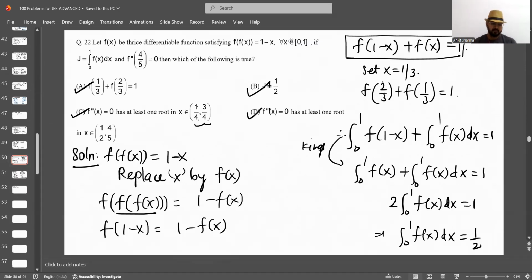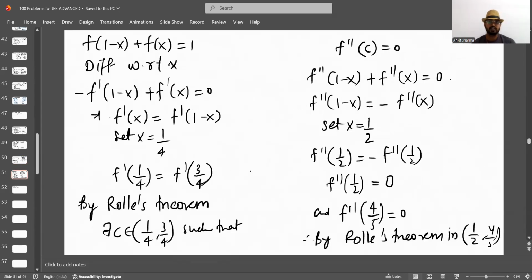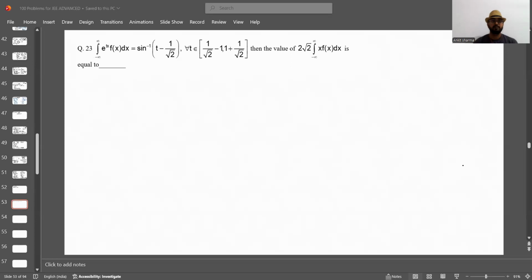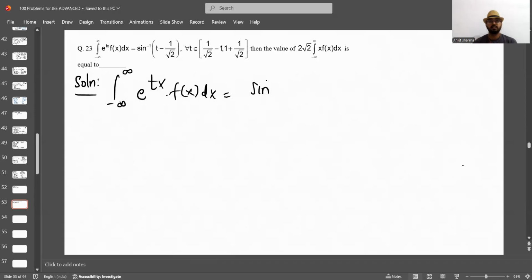Now let's go ahead to the next question. So we have another one here. Now this is for minus infinity to infinity, we have e to the power tx into f of x dx is given to be sine inverse of (t minus 1)/root 2 for all t belonging to (minus 1 plus root 2, 1 plus 1 by root 2). So we need the value of 2 root 2 times the integral from minus infinity to infinity of x into f of x dx.